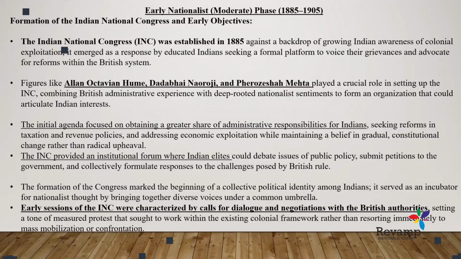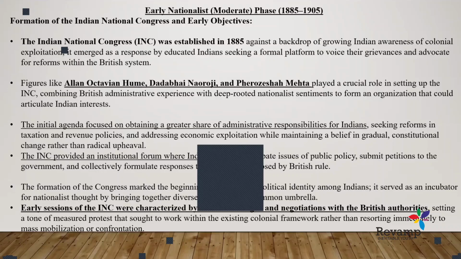The main figures in establishing such a platform, known as the Indian National Congress, were A.O. Hume, Allan Octavian Hume, Dadabhai Naoroji, and Feroze Shah Mehta. They were the crucial leaders establishing the Indian National Congress. There was another leader, her name was Annie Besant. She was an official as well. So they were the most important leaders in setting up the Indian National Congress.